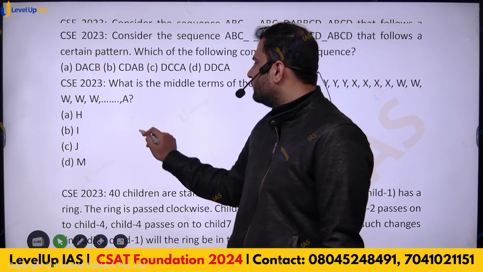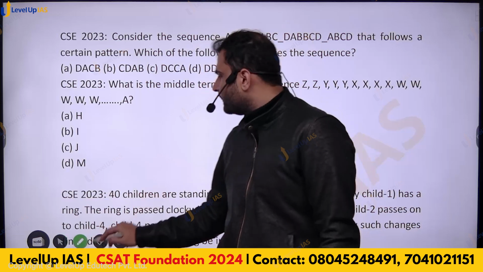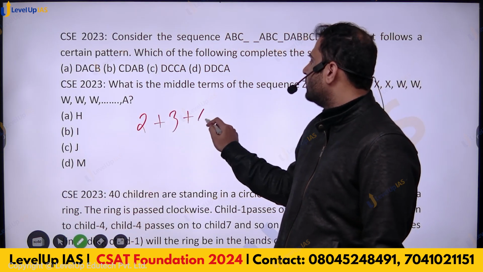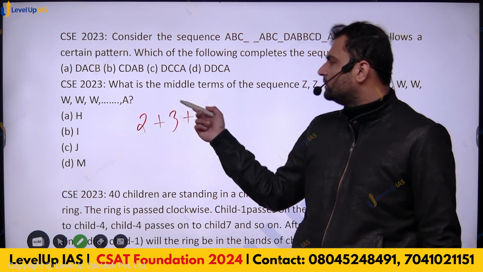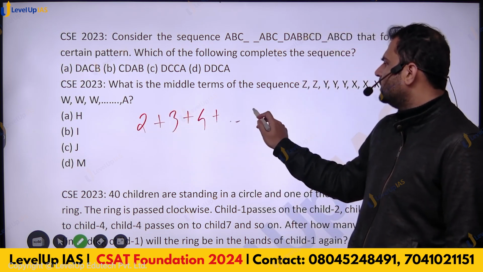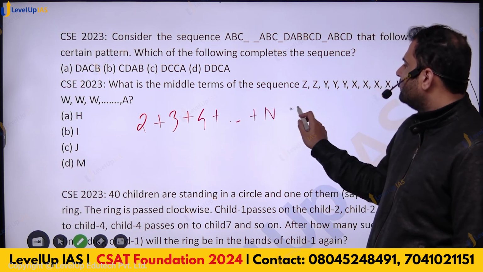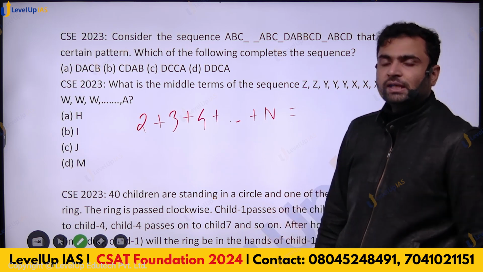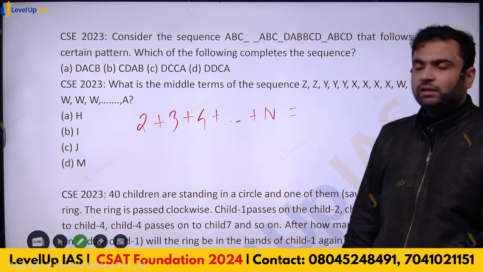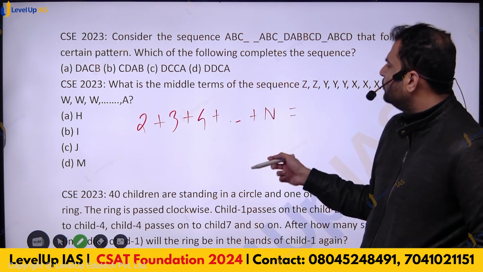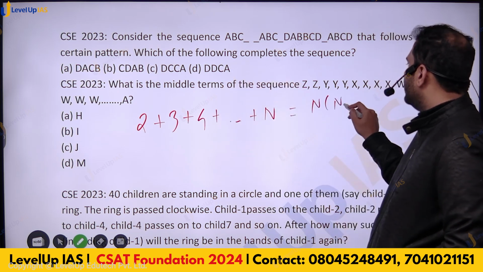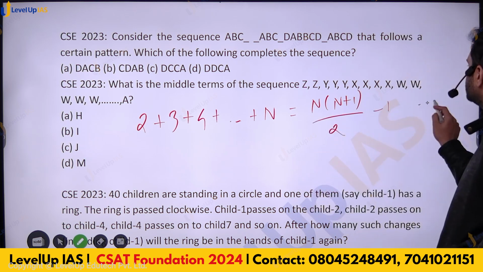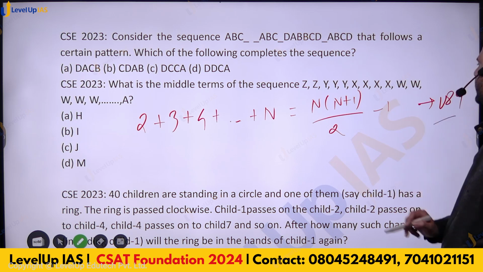Now we have 2 of x, 3 of y, 4 of x, 2 of z, 3 of y, 4 of x, and so on till some number, and we want this sum to be just less than 189, so that we know which letter is the 189th letter. So this sum we know is n into n plus 1 by 2 minus 1, and we want this number to get closer to 189.